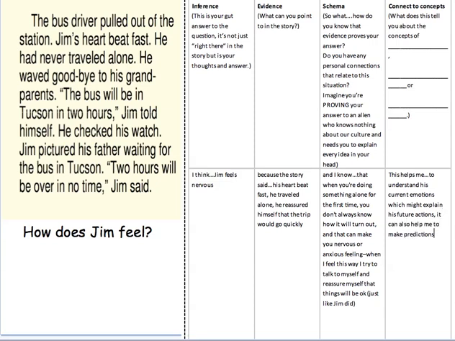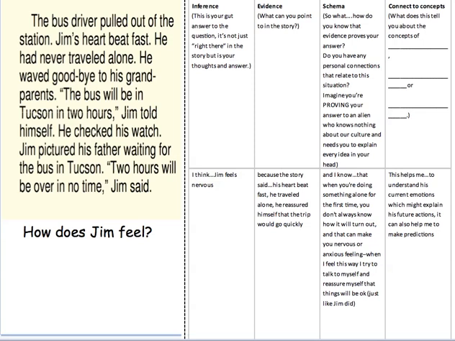In this way, I have a strong level 4 inference. I think that Jim's nervous because the story said his heart was beating fast, he was traveling alone, and he was reassuring himself that the trip would go quickly. And I know that when you're doing something alone for the first time, you don't always know how it will turn out, and that can make you nervous or anxious feeling. And when I have felt this way, I often try to talk to myself to reassure myself that things will be okay, just like Jim did.